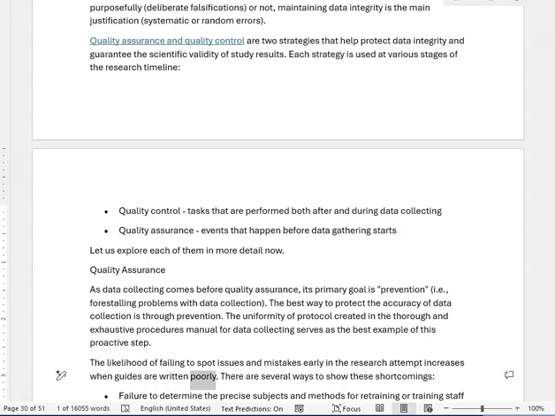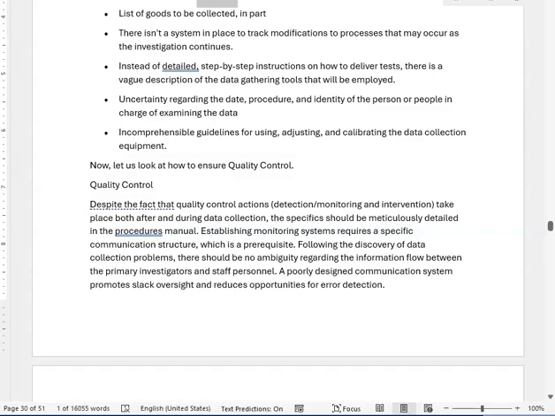guides are written poorly. There are several ways to show these shortcomings. Failure to determine the precise subjects and methods for retraining or training staff employees in data collecting. List of goods to be collected, in part. There isn't a system in place to track modifications to processes that may occur as the investigation continues.